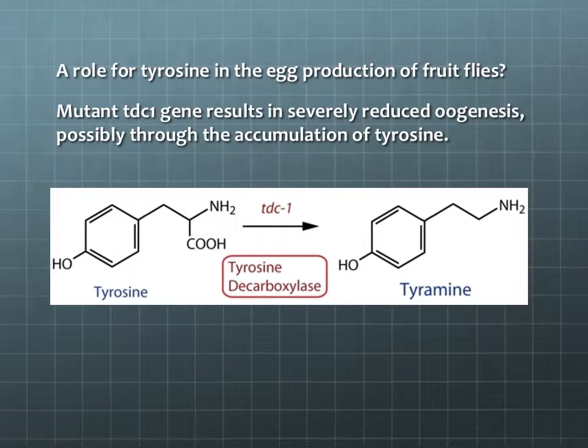Researchers at Marquette University are asking the question of how tyrosine has a role in the egg production, also called oogenesis, of fruit flies. The basis for this research is the fact that flies that have a mutant gene called TDC1 show severely reduced oogenesis, likely due to elevated tyrosine levels. Because when you shut down this TDC1 gene, shown in the figure here, tyrosine has nowhere else to go and thus accumulates within the fruit fly.